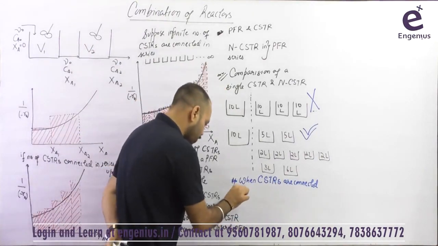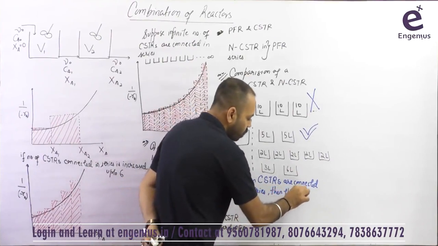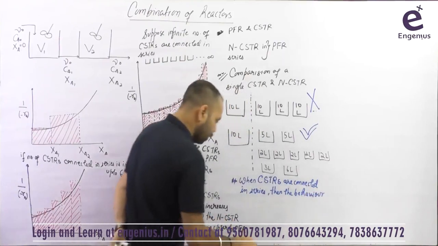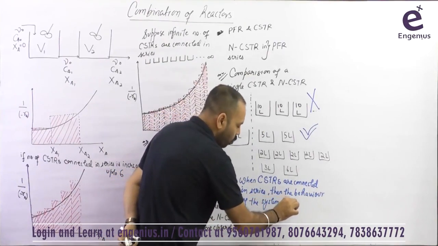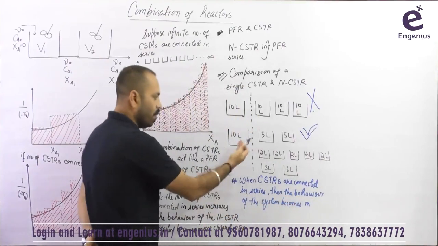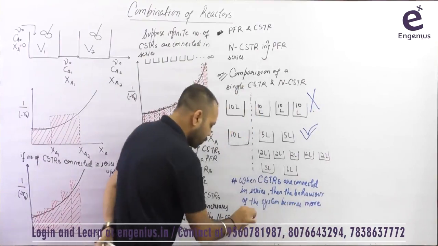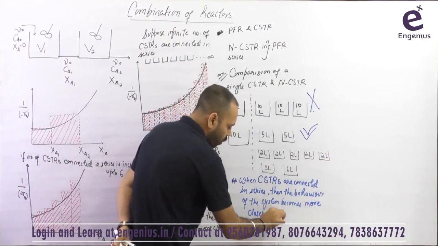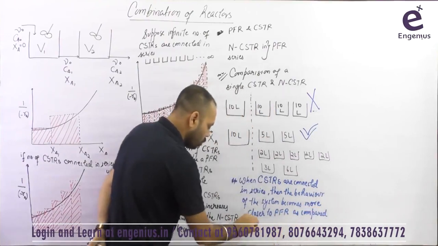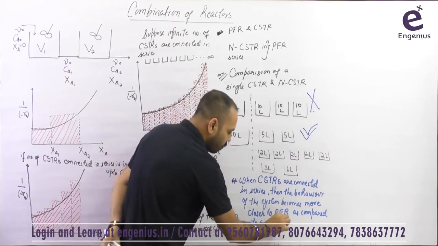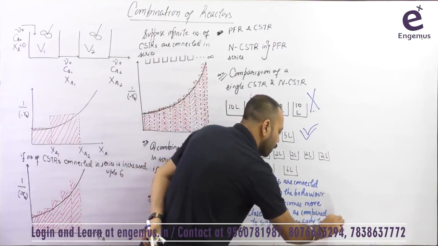When CSTRs are connected in series, then the behavior of the system becomes more closer to the PFR. ये पॉइंट्स मैं पहले भी लिख चुका हूँ, बट एक बार ये पॉइंट एक्सप्लेन कर रहे हैं कि किस तरह से कंपेयर करना है. When CSTRs are connected in series, then the behavior of the system becomes more closer to PFR, more closer to PFR as compared to single CSTR of same total volume. That is the idea here.